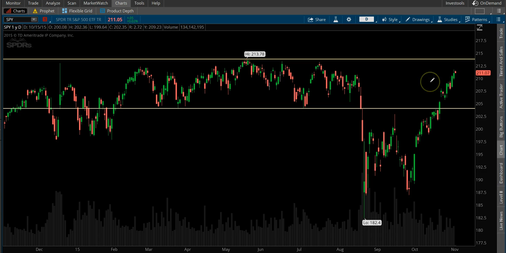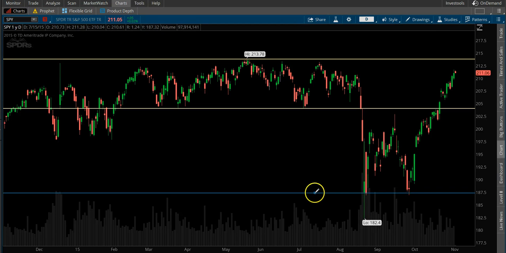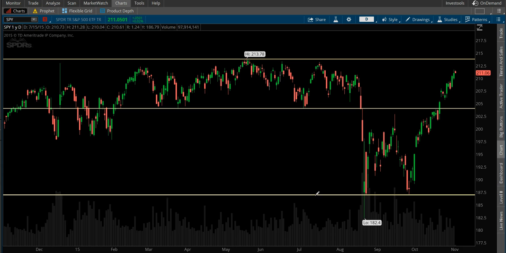So are you getting the idea? This is the idea of support and resistance. And where's another level? Just look at it. So we have another level right over here. If we broke through here and we hit a little bit of a bear crunch, we could fall all the way down to 187 because that would be the next level of support.